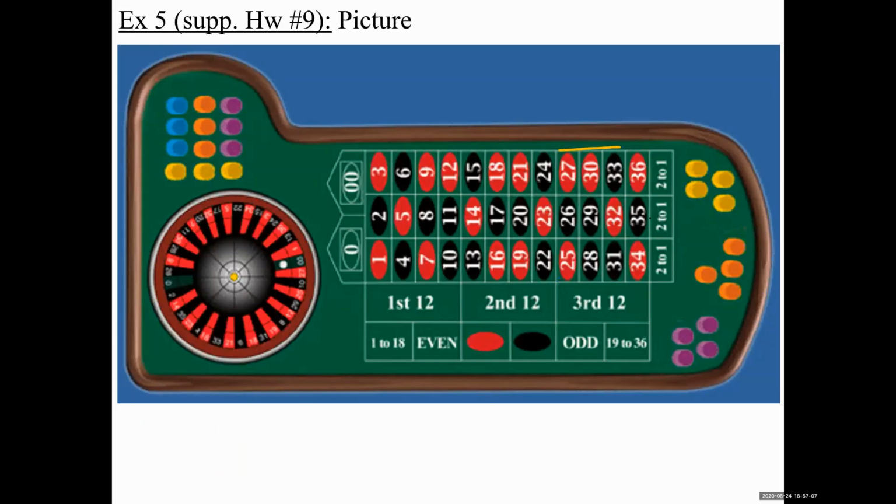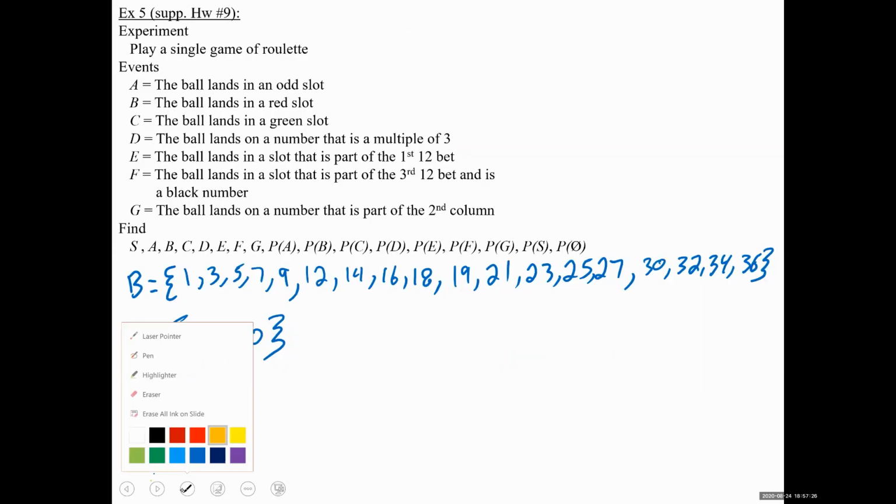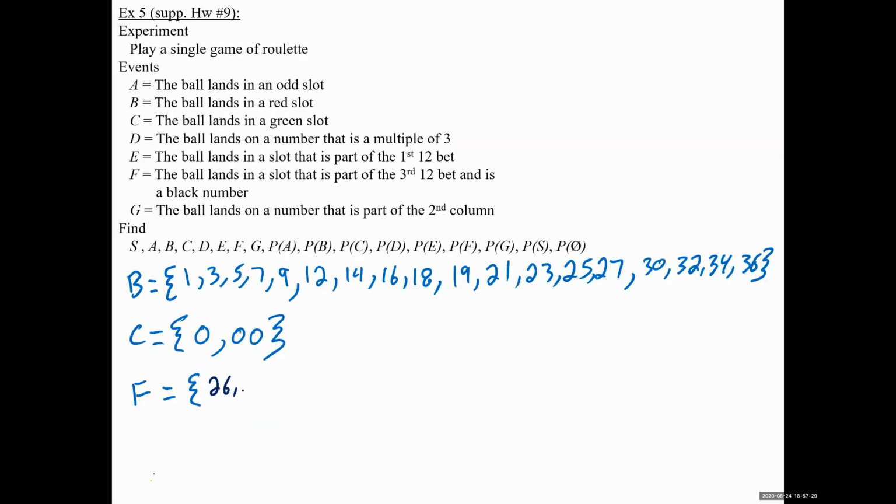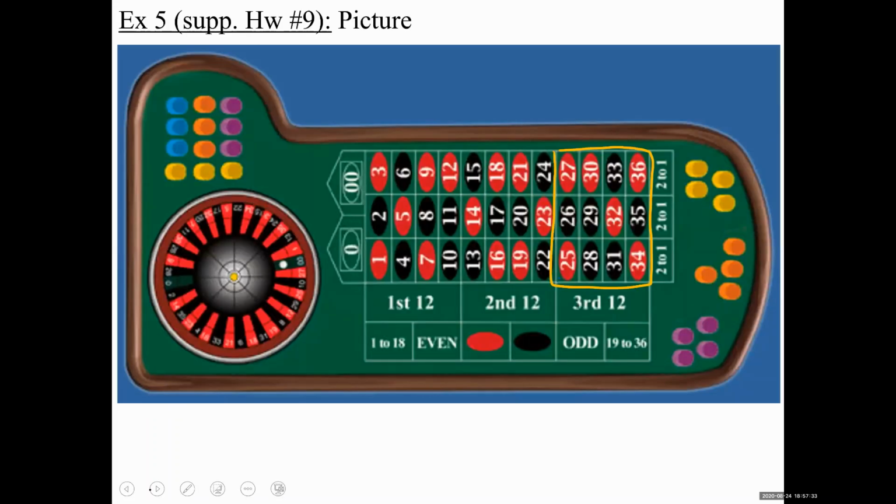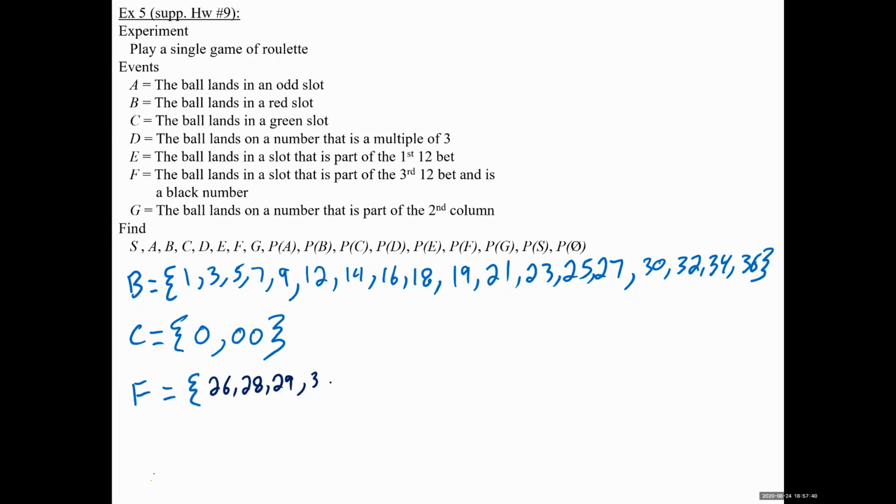So I'm not supposed to list all of these. I'm supposed to list the ones in there that are also black. It said part of the third 12 bet that's also black. So what do I list there? 26, 28, 29. Let me write it here because I'm going to forget. Okay, so I heard 26, 28, 29. Let's go forward. What else? 31, 33, 35.